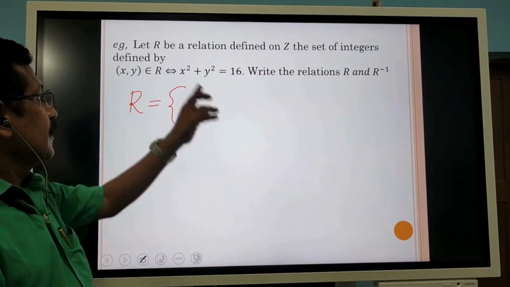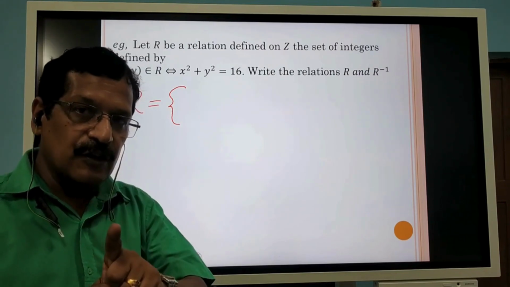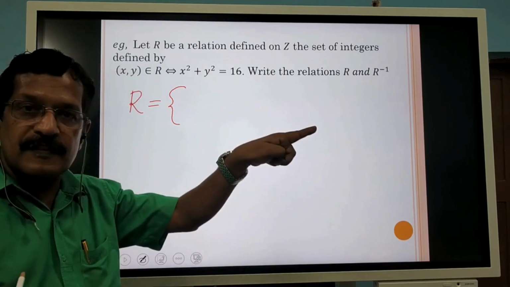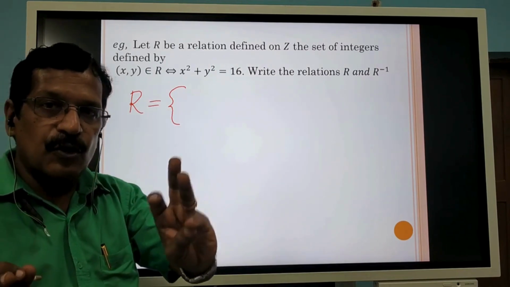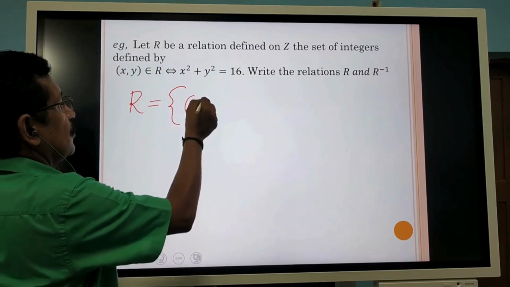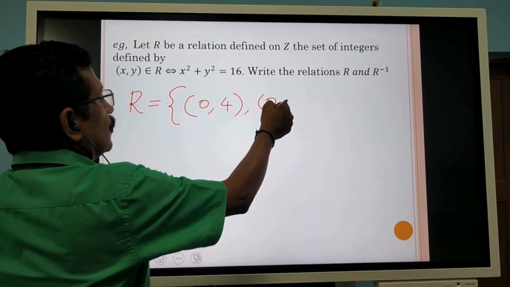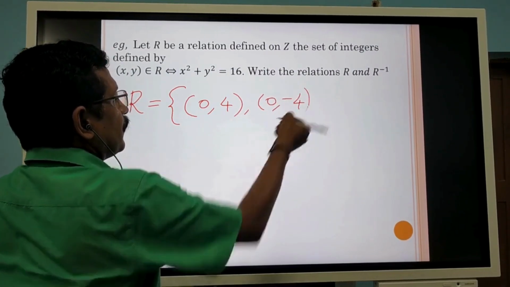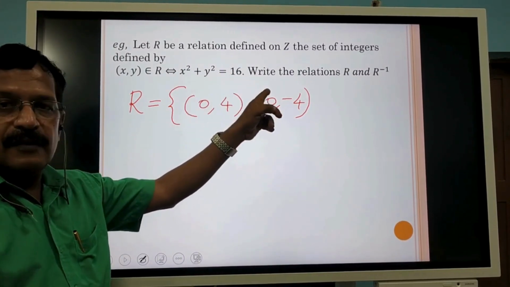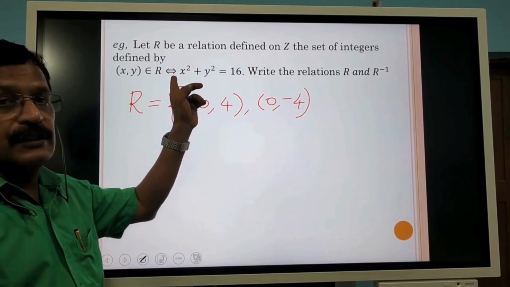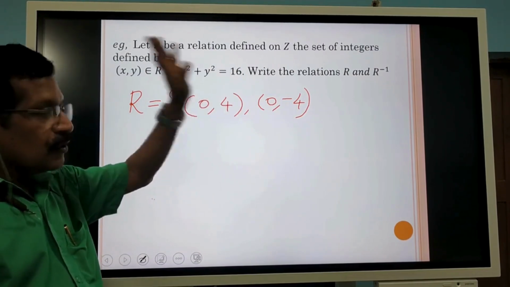Let us take x equal to 0, one integer I am taking as x equal to 0. When x equal to 0, y square will be 16, because x square plus y square equals 16, which means y can be 4 or minus 4. So, (0, 4) and (0, minus 4). Now, if you give x equal to 1, it is not possible because the square root of 15 is not an integer. If you give 2, 2 square is 4, it is 12, it is not possible. If you give 3, then also it is not possible.